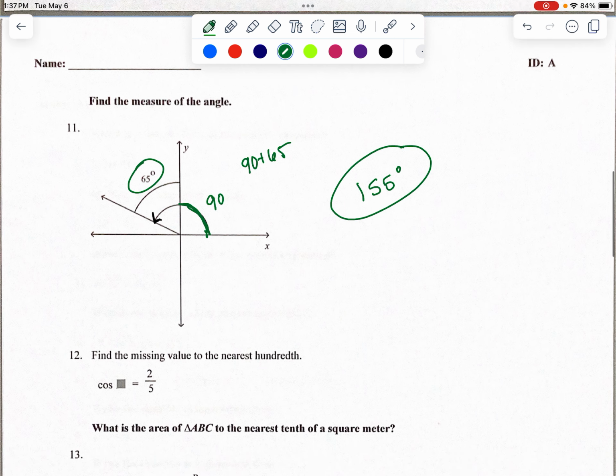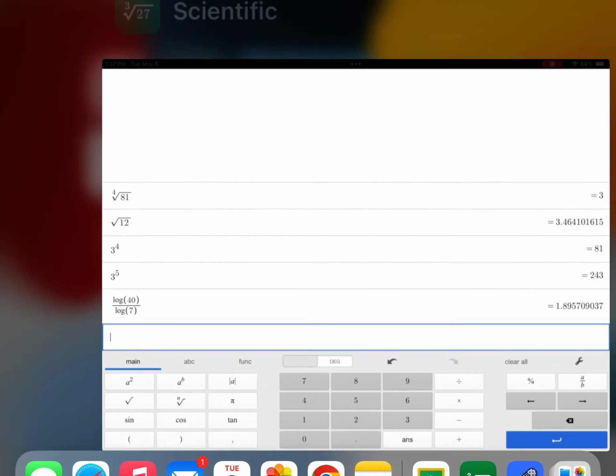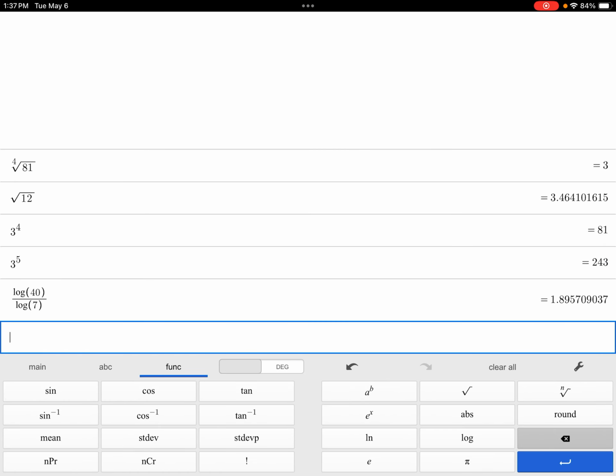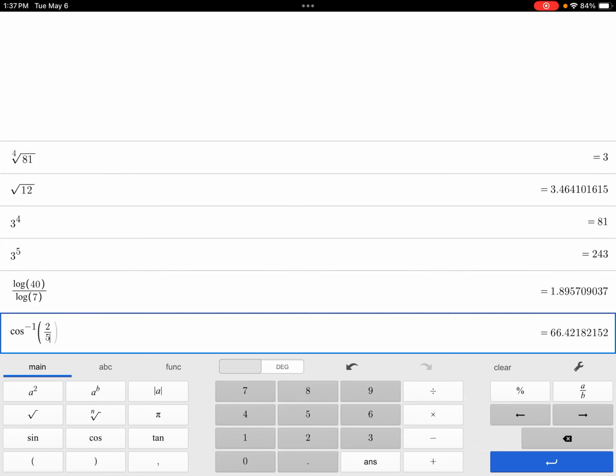On number 12, you're looking for the angle, right? Because this is the cosine of what is the 2 over 5. So in my calculator, I'm going to use that inverse cosine. So I'm going to do the inverse cosine of 2/5. That's what I'm going to type in my calculator. Again, you're going to have to use your green button. I've got to use my weird function button. So inverse cosine of 2/5, right? So I just type that in.